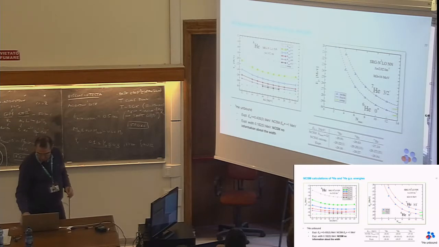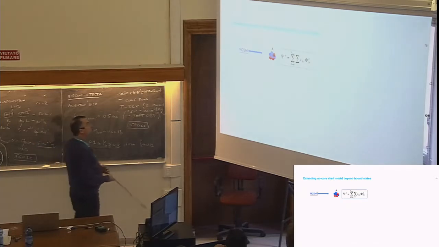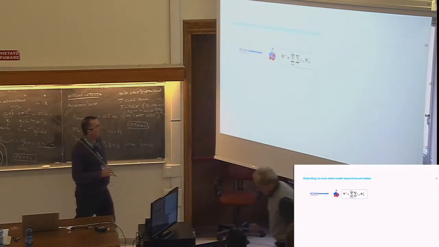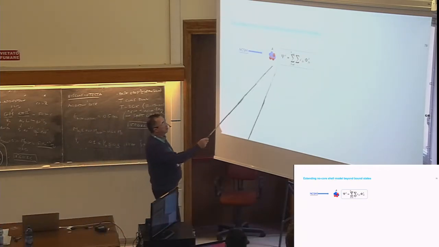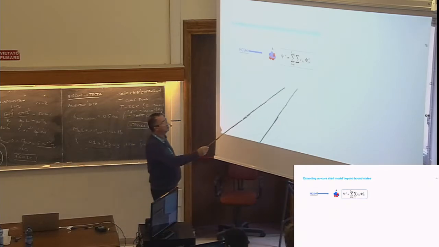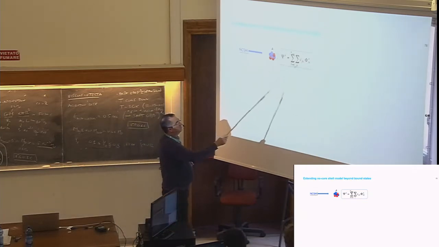So clearly we need to do something more sophisticated if we want to look at resonances, unbound states, or even scattering and reactions. For that we have to extend what we have been doing so far. The no-core shell model, or any other basis expansion with a square integrable basis like the harmonic oscillator, is based on this kind of expansion.